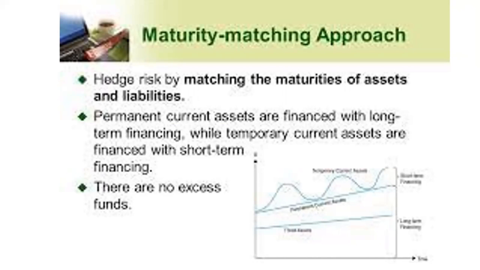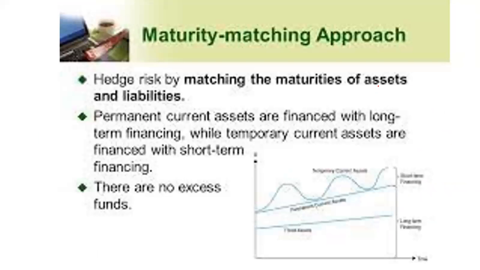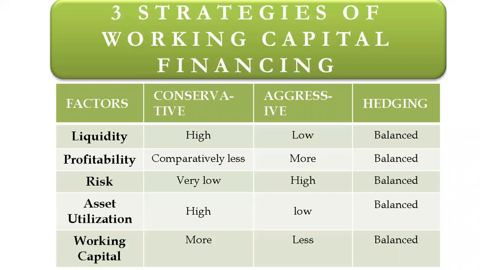Sorry, the aggressive approach is a little bit different. I told you here about the matching. The main concept which I told on the previous slide is that the temporary working capital will be financed by short-term sources and the permanent working capital will be financed through long-term sources. Here there are no excess funds. No excess funds are there in case of matching. Now this chart will clear the difference for you.